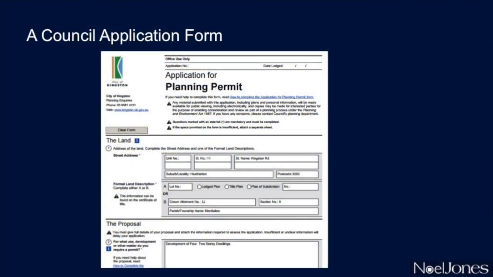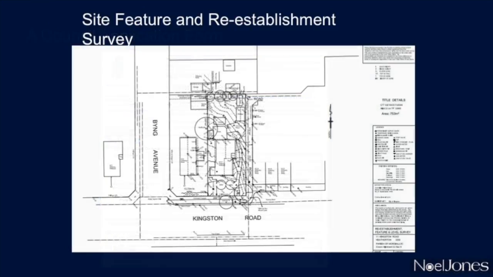Most application forms can be completed online, often by the owner or the representative. You should be aware that in most cases, planning officers at council only discuss the application with the person nominated as the applicant. Here we have an example of a site feature and re-establishment survey. Such plans will show levels, the location of buildings, the location of easements, and a long list of other permanent fixtures.